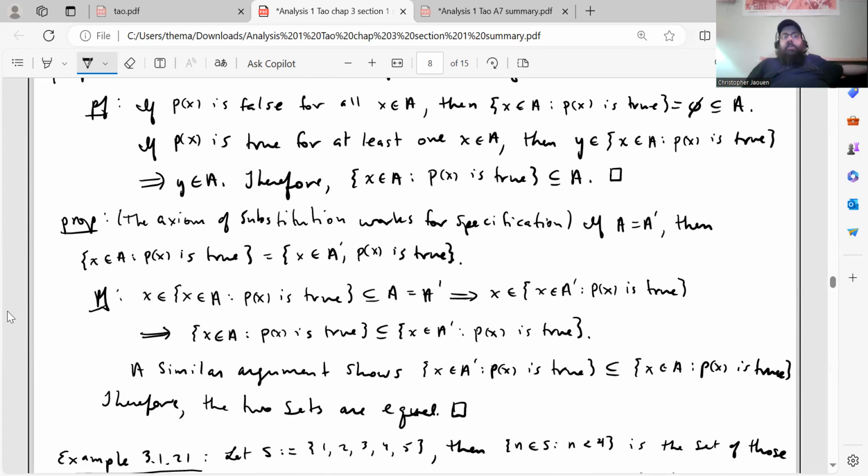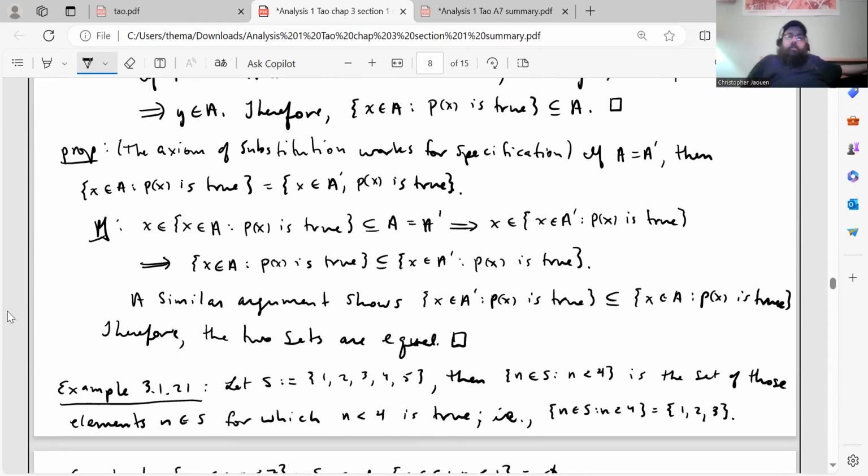If A equals A prime, then the set of all x in A such that P of x is true is equal to the set of all x in A prime such that P of x is true. So in other words, what he's saying is the axiom of specification is well defined for sets. So let's look at our proof here.